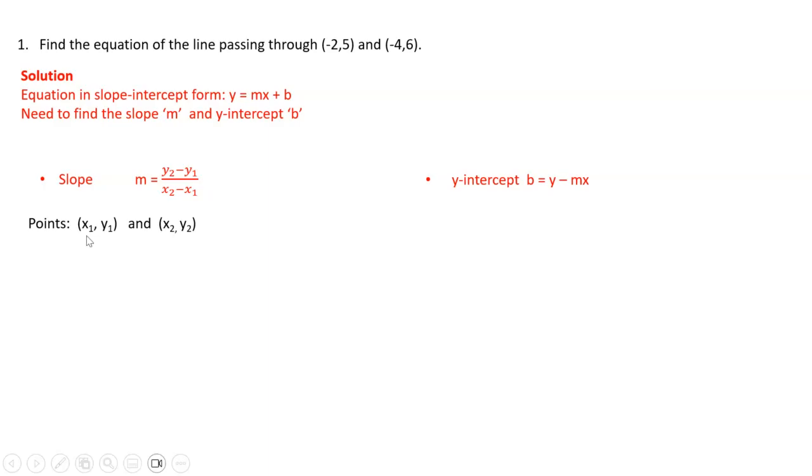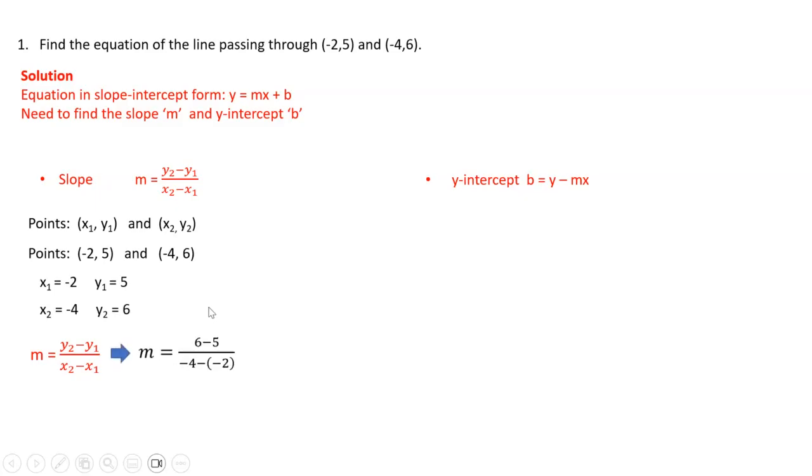Now we have to find the 2 points, right? The 2 points are given, which are (-2, 5) and (-4, 6), which means that my x1 is -2, my y1 is 5, my x2 is -4, and my y2 is 6. So all we do is plug them into the formula and do the basic adding and subtracting. On the numerator, which is the y's, we have 6 minus 5, and on the bottom, which are the x's, we have -4 minus -2, and the result will be -1/2.